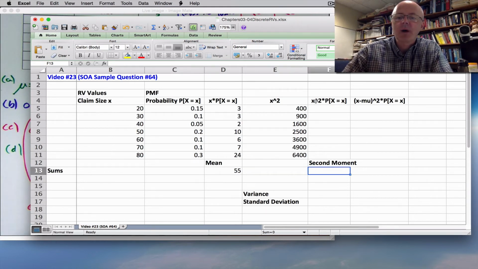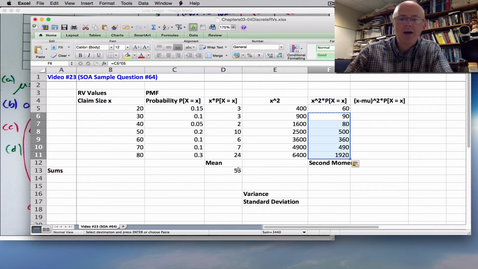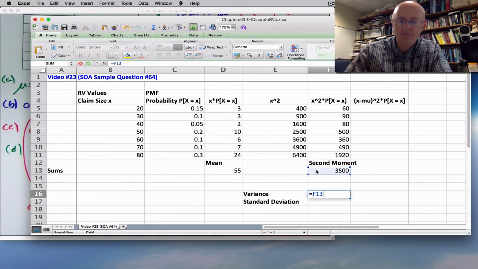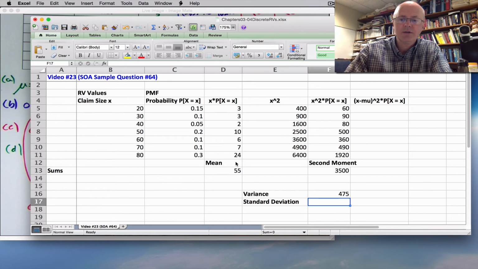I need to multiply by the probabilities before I add, so I need to take this times this, copy and paste or click and drag, now add to get the second moment, which is 3500. The variance is the second moment minus the first moment, which is the mean squared. So this should be the 475. Yep, and the standard deviation is the square root of that.